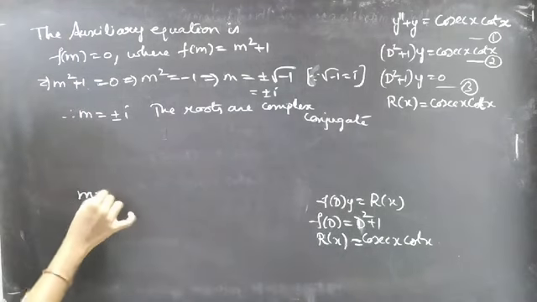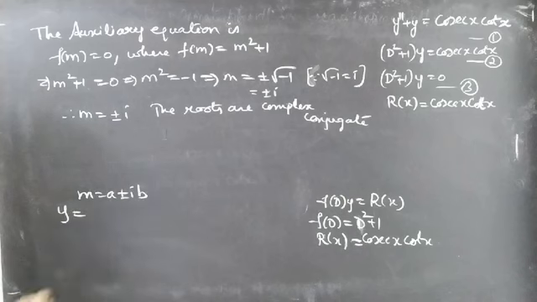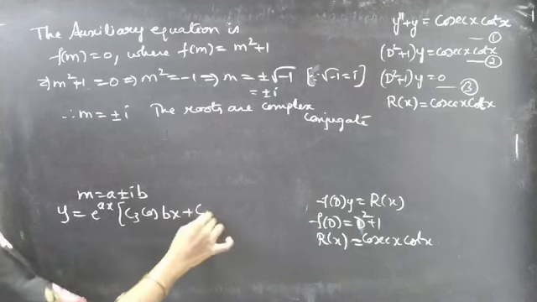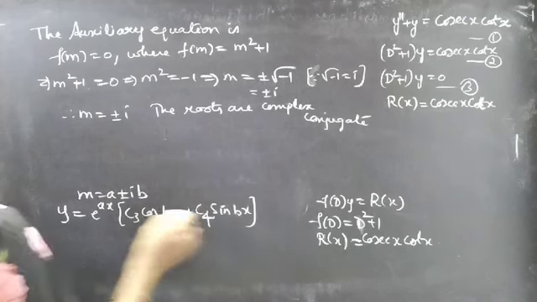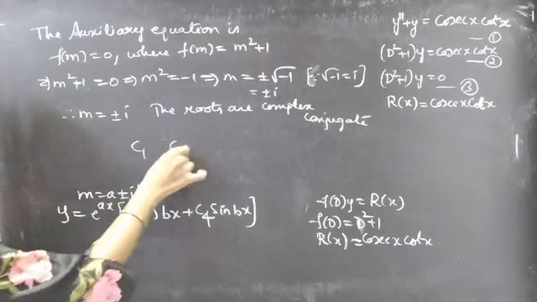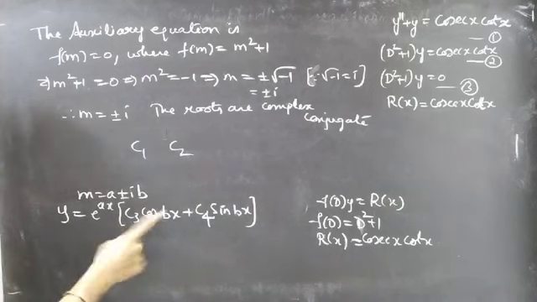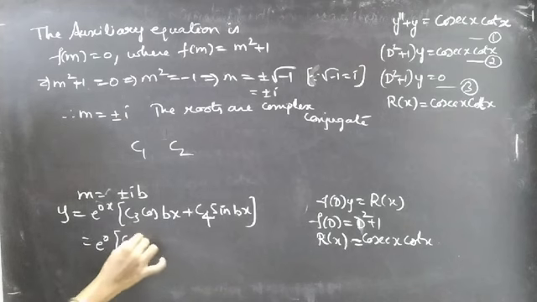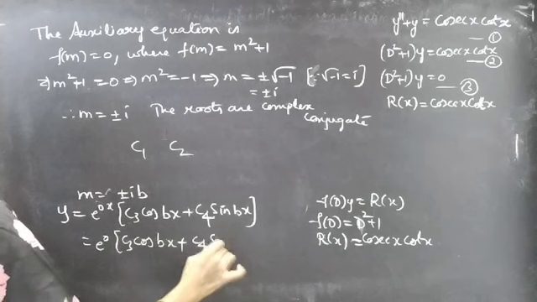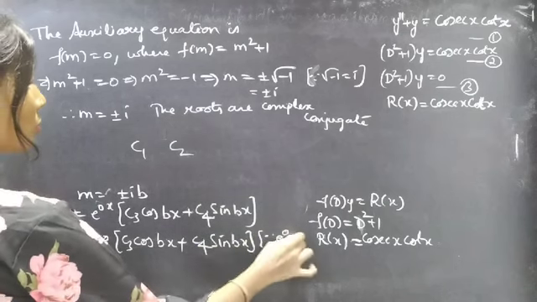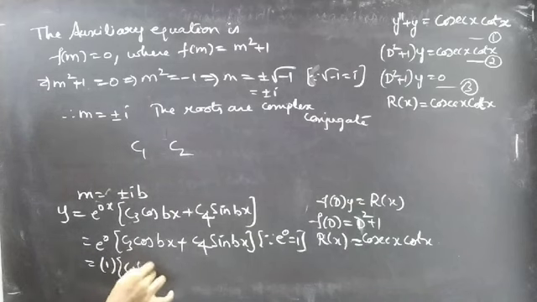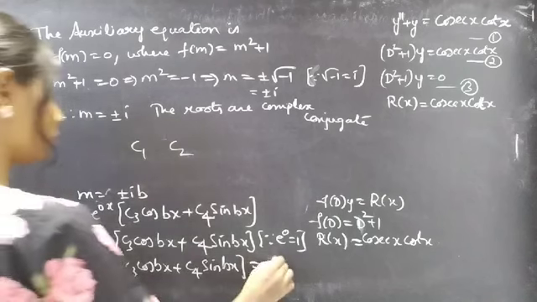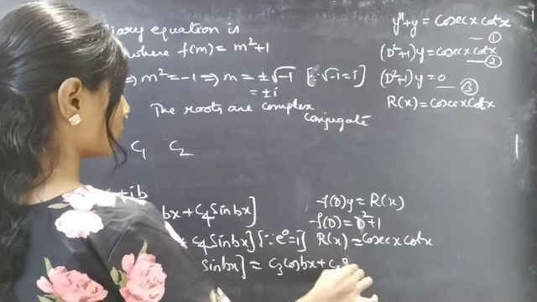We know that when m equals a plus or minus ib, the solution of the homogeneous equation will be e power ax into c3 cos bx plus c4 sin bx. Why I am using c3 and c4 here is that I want c1 and c2 to appear in the final general solution, so I am using c3 and c4 for the time being. Now when a equals 0, we get e power 0 into c3 cos bx plus c4 sin bx. Since e power 0 equals 1, this becomes c3 cos bx plus c4 sin bx.